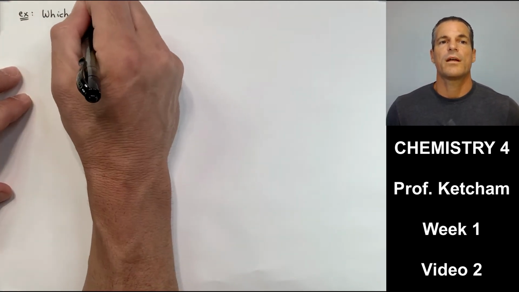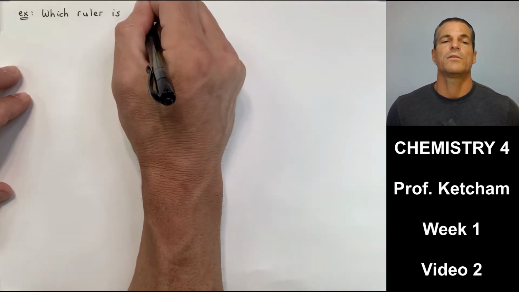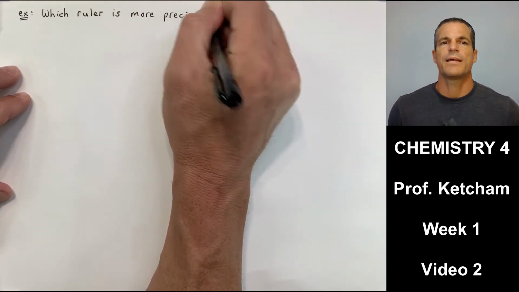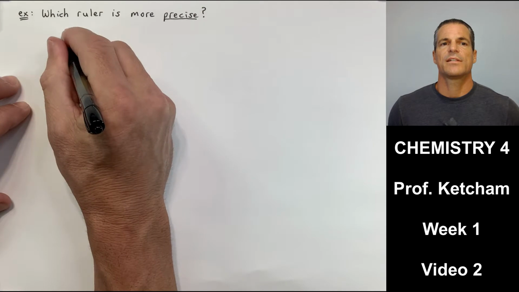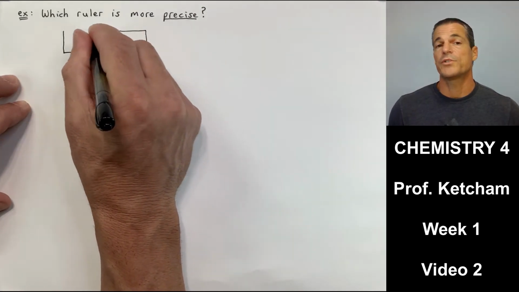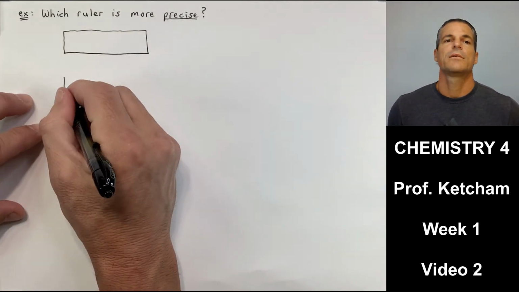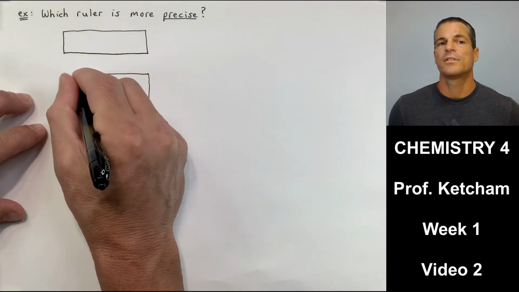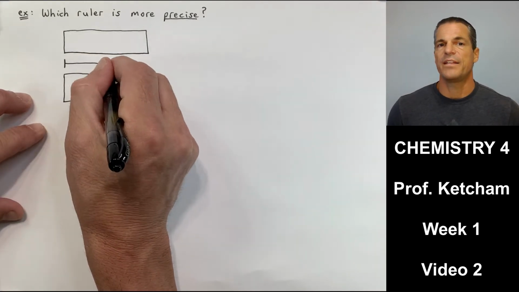Well, let's take a look at, I believe this is page 3 of our notes. Here's an example, and it says which ruler is more precise. And in between these 2 rulers, we have, I don't know, a pin or a nail.